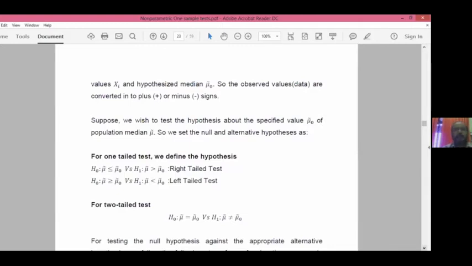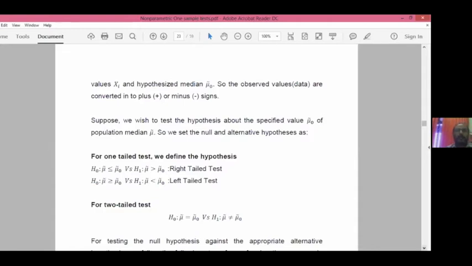Whatever observed data we have, we convert with respect to mu naught curl, the hypothesized median value. We look at the difference between the data and the assumed value, and see whether there is a negative difference or a positive difference. Accordingly, we convert and assign the sign.